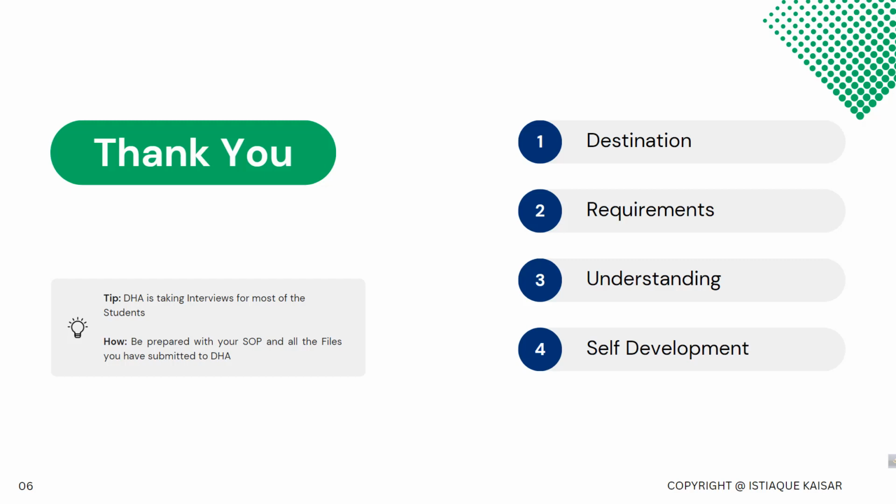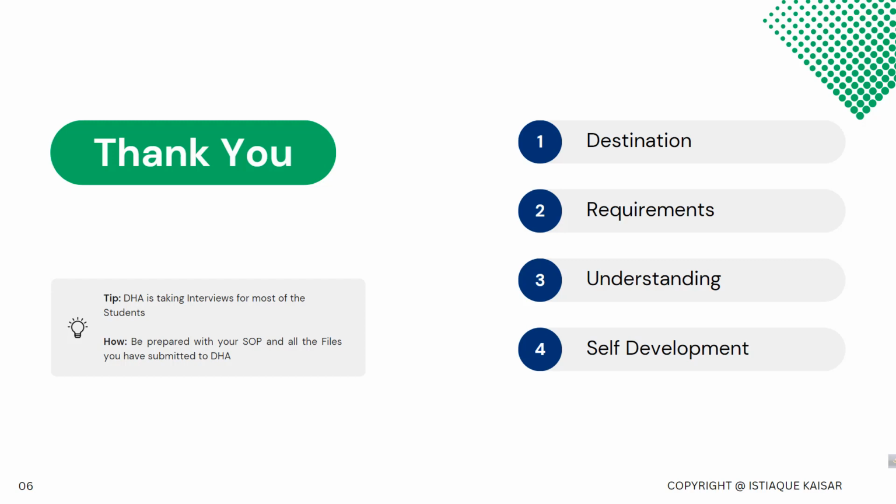There is one more point, and you need to know all the documents that you have submitted to your DHA, IME account for your visa, and you have to know every detail of each single document. That's it. They will discuss with you your SOP or any kind of documents within 2 to 3 minutes, and they will end the call and they will make their decision. So I believe this tip will help you a lot.